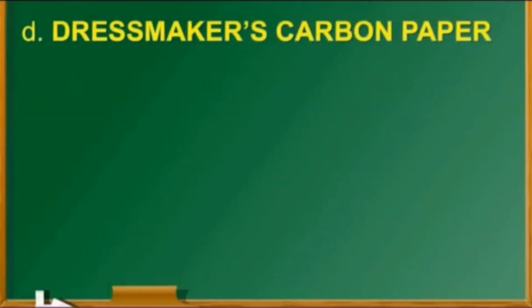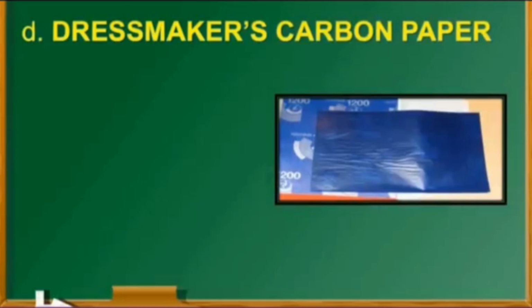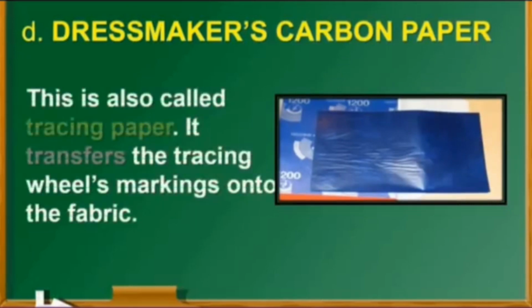Next is Dressmaker's carbon paper. This is also called tracing paper. It transfers the tracing wheel's markings onto the fabric.